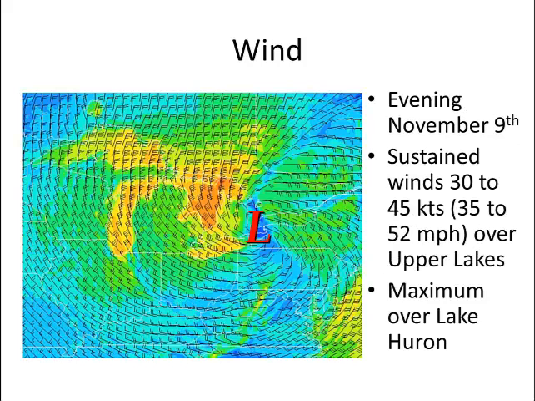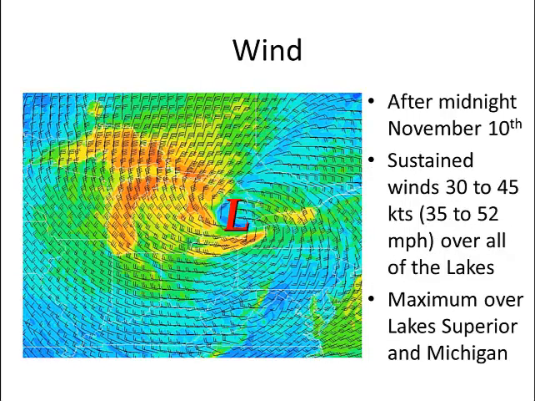As we move forward in time to the evening of November 9th, the sustained winds were 30 to 45 knots over these upper lakes of Huron, Michigan, and Superior. When we get up to 45 knots, that's where we see the brighter orange colors over Lake Huron, and that's where we have winds of 52 miles an hour.